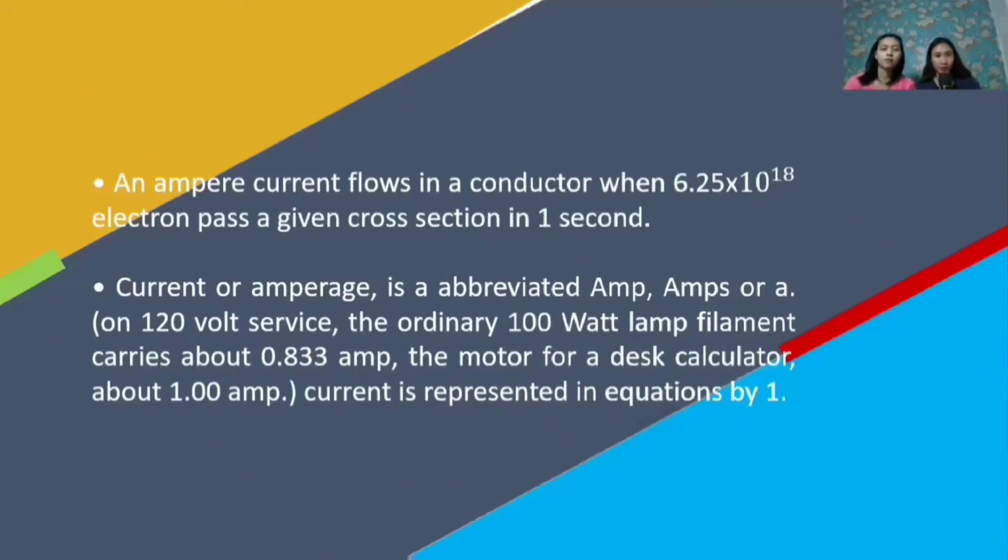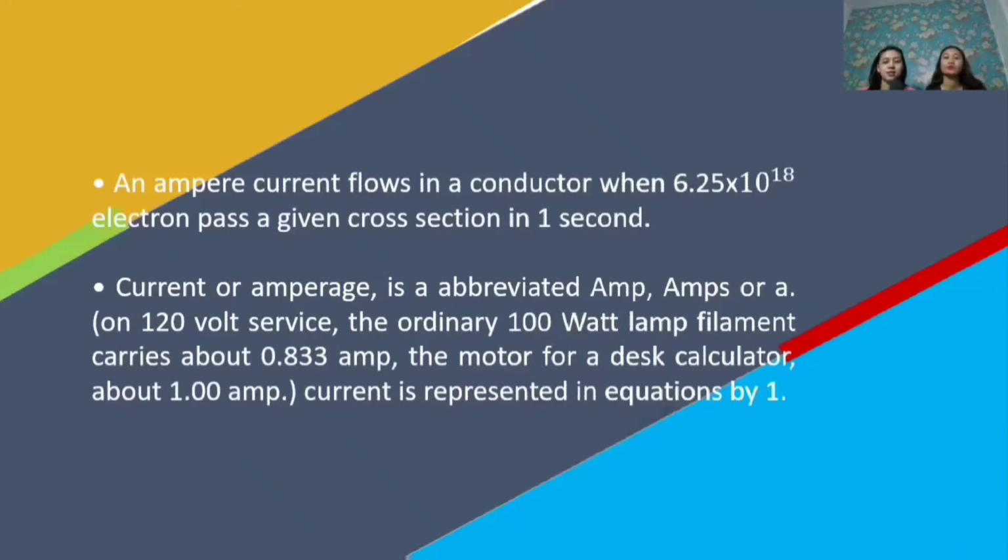Current or amperage is abbreviated amps or A. On 120 volt service, the ordinary 100 watt lamp filament carries about 0.833 amp. The motor for a desk calculator carries about 1.00 amp. Current is represented in equations by I. An electric current is the stream of charged particles such as electrons or ions moving through an electrical conductor or space, wherein the SI unit of electric current is the ampere or amp, which is the flow of electric charge across a surface at the rate of 1 coulomb per second.